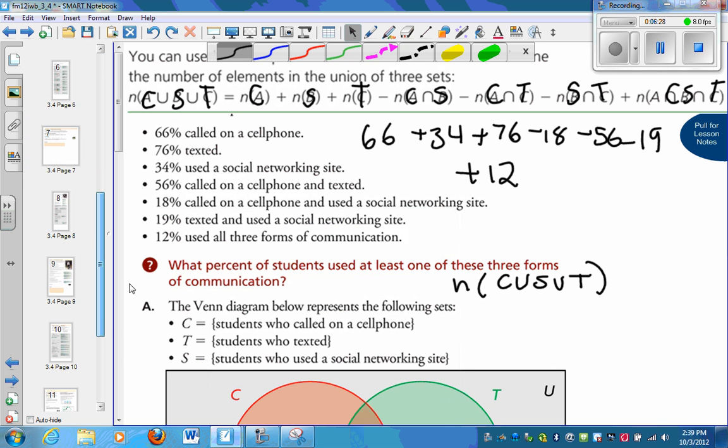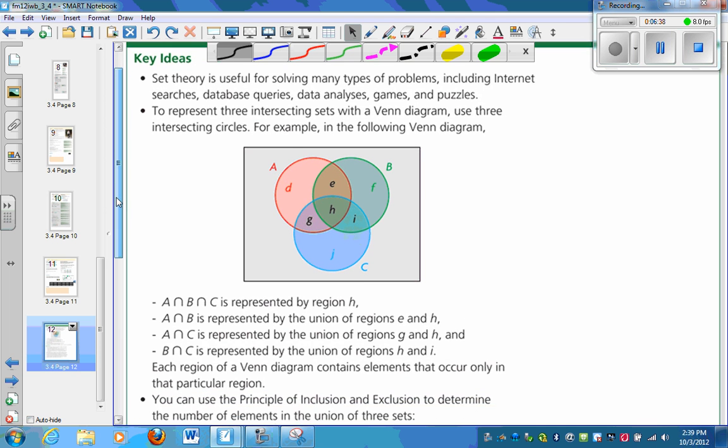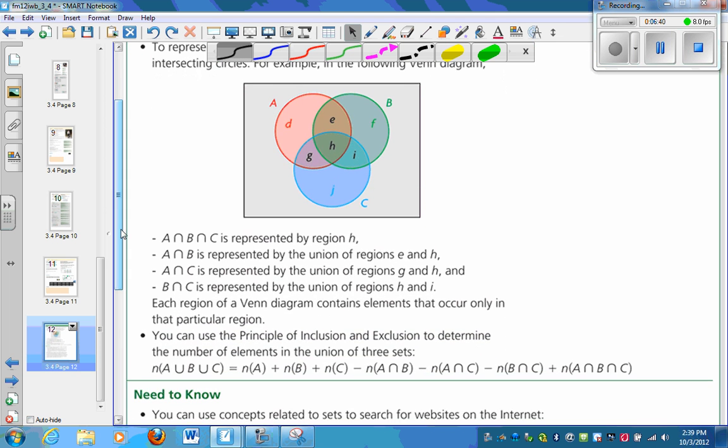Okay, so that's one of the main principles we're going to look at. So just your key ideas. Set theory is useful for solving many problems. To represent three intersecting sets, use three intersecting circles. The intersection of A, B, and C is this region right here. The intersection of A and B is there, all those intersections. And then finally, you can use the principle of inclusion and exclusion to determine the number of elements in a set.